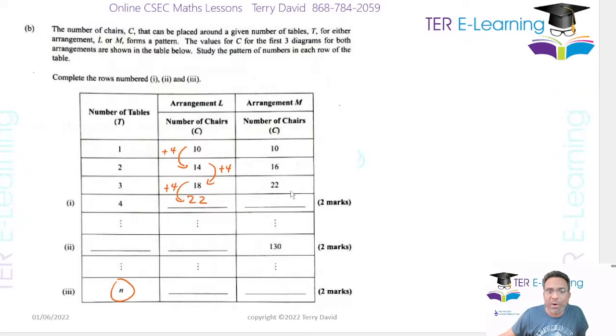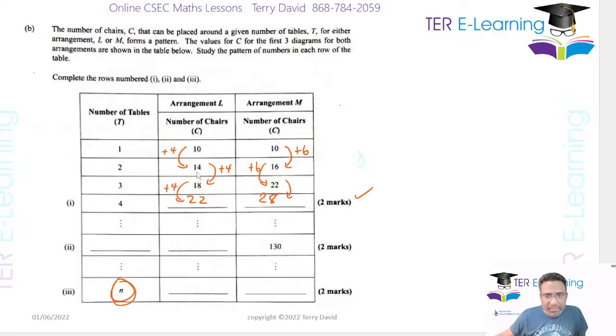Now, in the case of the arrangement for C, if you notice something here, you are adding 6. When I go from here to here, I'm also adding 6. So if I want to jump from here to here, I'm going to add 6. So without doing anything, the answer here should be 28. So you're getting 2 marks just for working out 22 and 28. Now, let's try to find a relationship for this here.